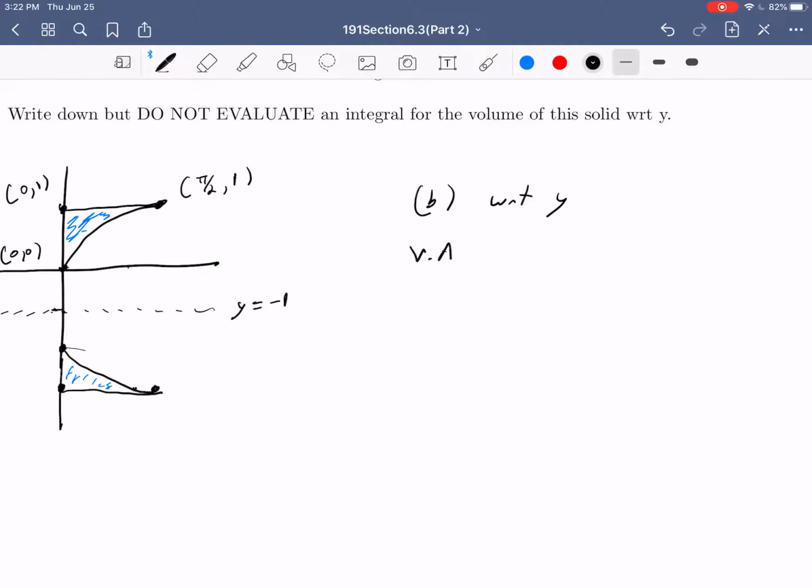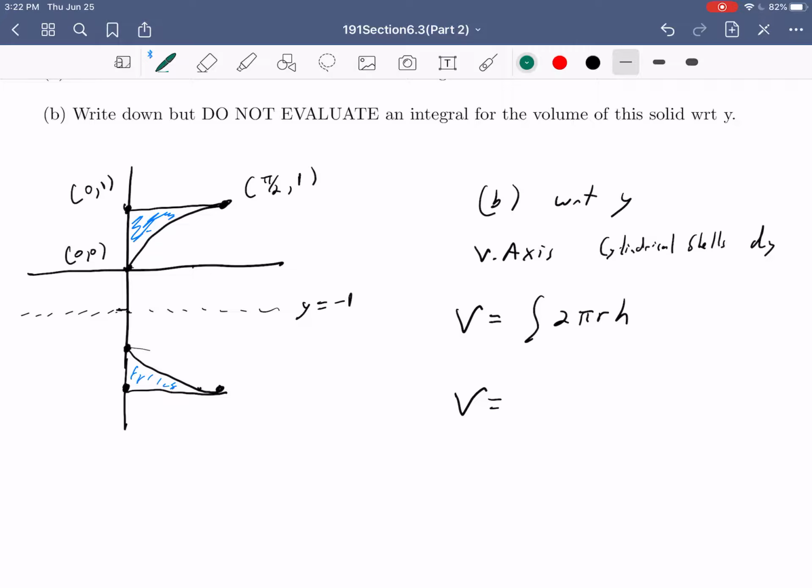So since it's a vertical axis, cylindrical shells will be dy. So that means our general formula is going to be the integral of 2 pi rh. Let's go ahead and actually draw that in. How do you draw in shells? Well, you want to draw parallel to your axis inside your region.